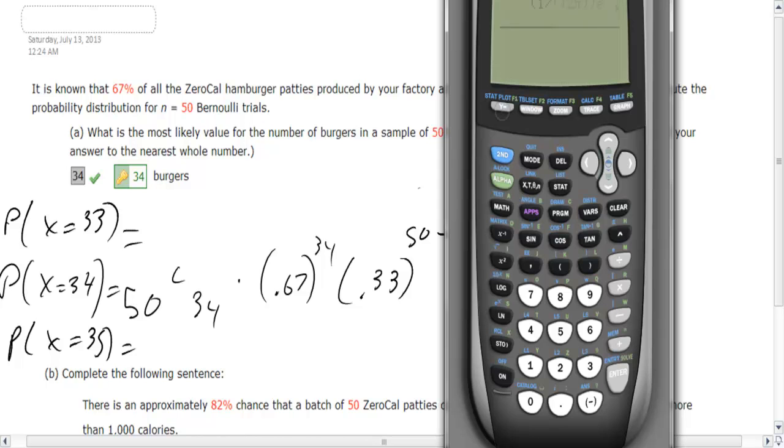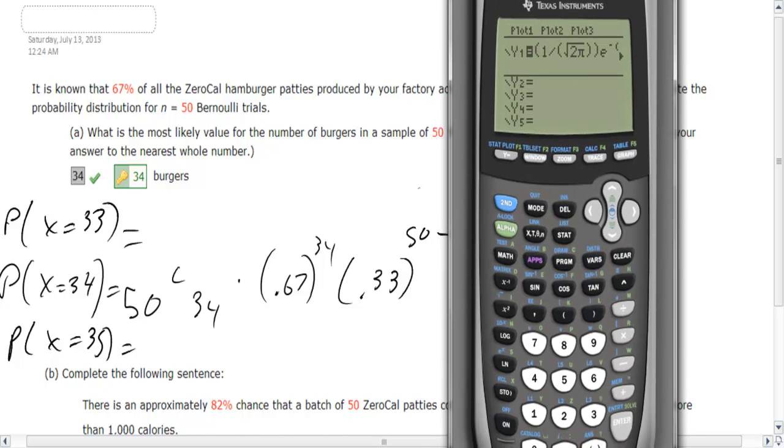So what I'm going to do here is go to my Y equals. I'm going to clear that out and type in this formula in a generic way. We know that there's 50 patties. Now we go to our nCr. The number of patties that we are saying is going to have more is the thing that's changing, so we're going to call that x. And just to be safe, I am going to put some parentheses around this, just in case the calculator does something funky on me.